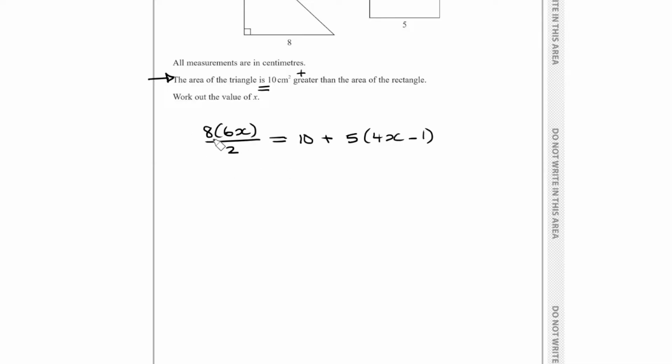So this one, let's work it out. 8 times 6 is 48, isn't it? 48x over 2. Leave the 10. Let's expand this bracket here. 5 times 4x is 20x. 5 times minus 1, just double check, that is a negative, isn't it, is minus 5. Now this one I can then just divide by 2, can't I? What is half of 48? Again, you can put all this in your calculator if you want.